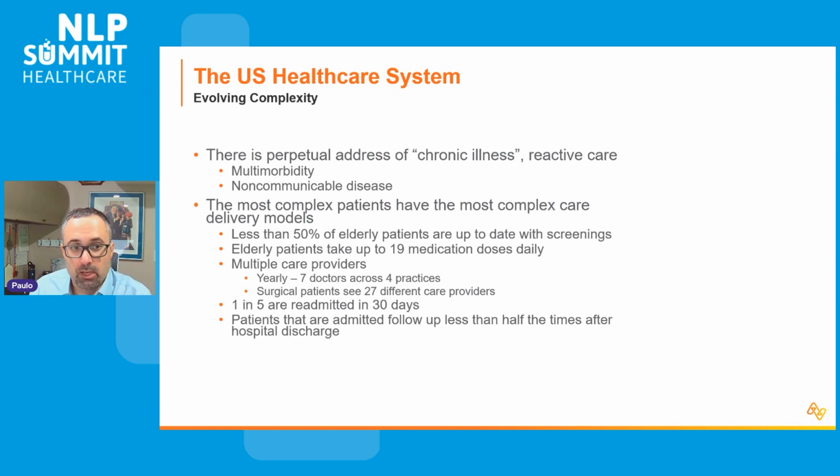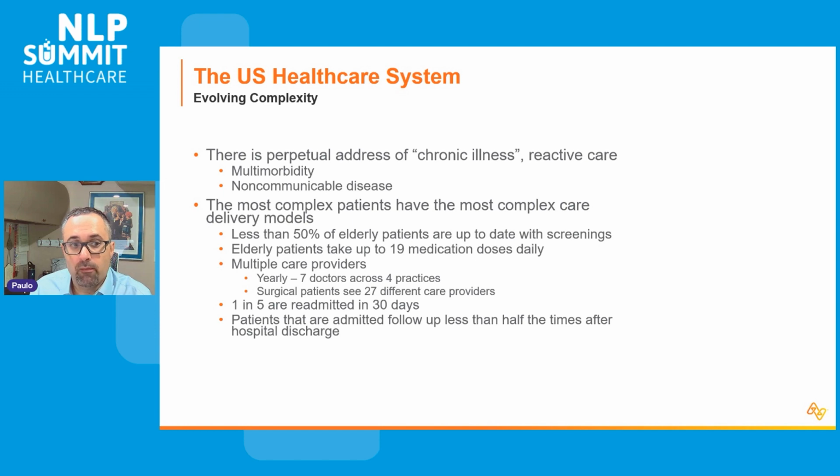We know that the most complex patients, and certainly among these are the elderly patients, have the most complex care delivery models. In an elderly population, less than 50% of elderly patients are up to date with their routine screenings. They take a significant amount of medications, up to 19 different medication doses daily. They see multiple different care providers. The average person sees 7 different doctors yearly across 4 different practices. If you end up having a surgical complication, that can lead to 27 different care providers.